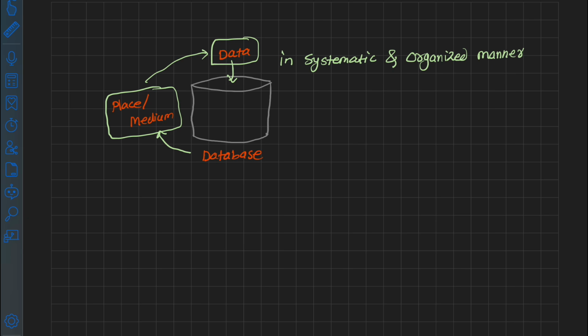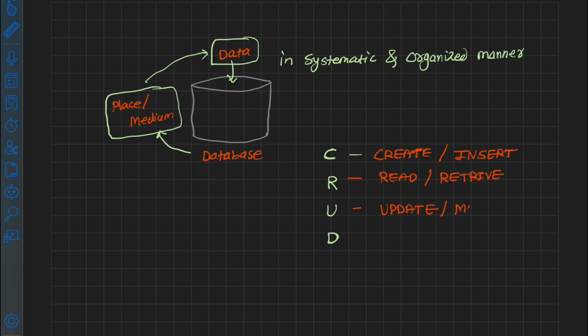After that, in the database we can perform four major operations, known as CRUD operations. C stands for create or insert. R stands for read or retrieve. U stands for update or modify. And D stands for delete or drop.